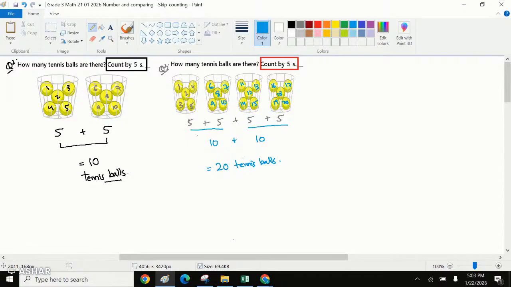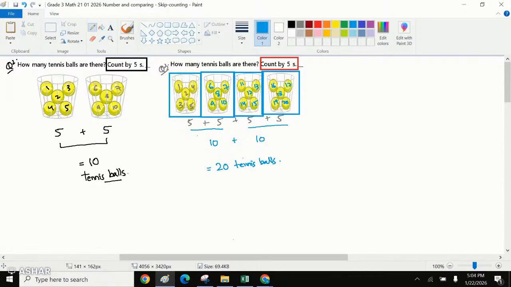So what we do is we just see how many were there in one bucket, right? If we know the quantity for one bucket, we simply add it 4 times, right? There are other ways to add also, which we will look at later, right?